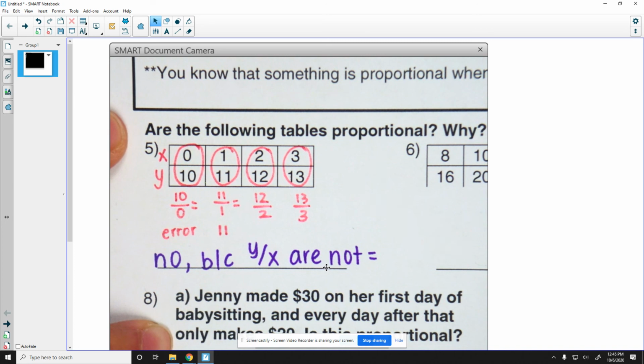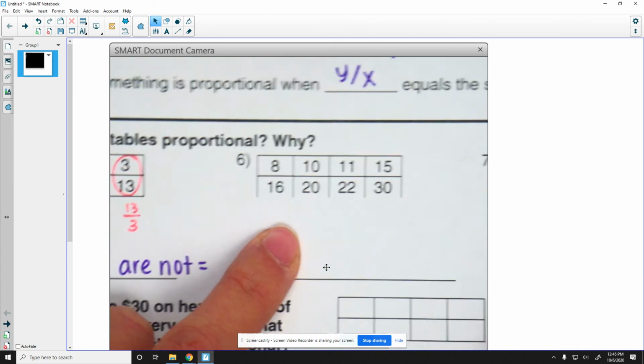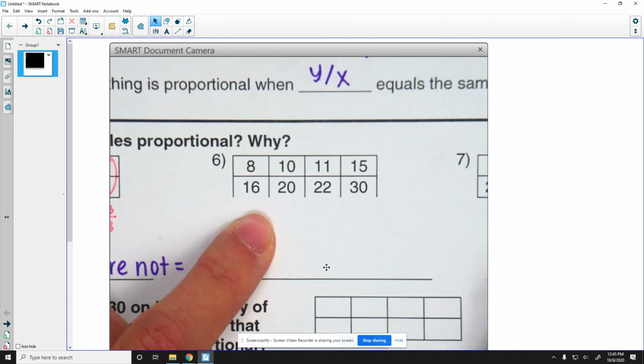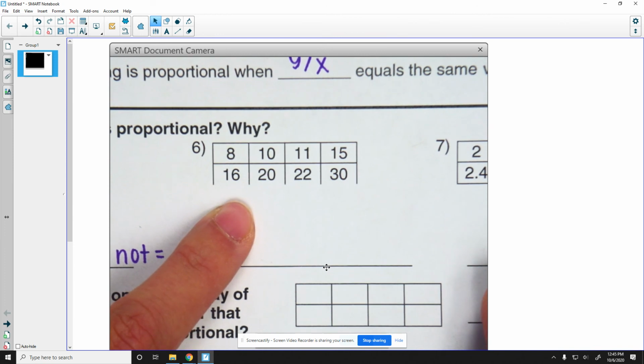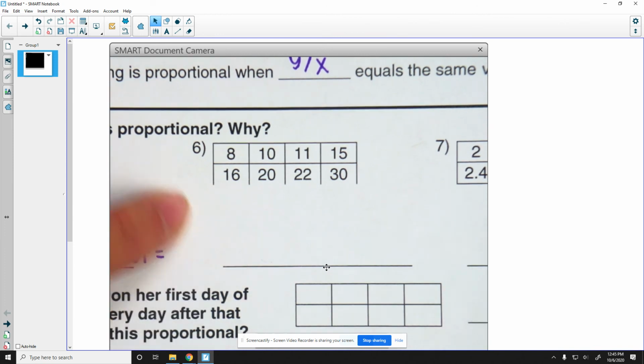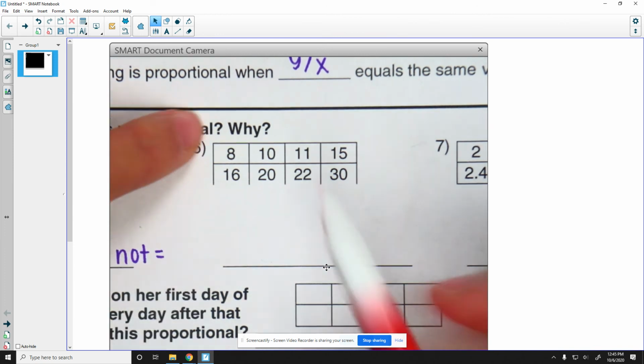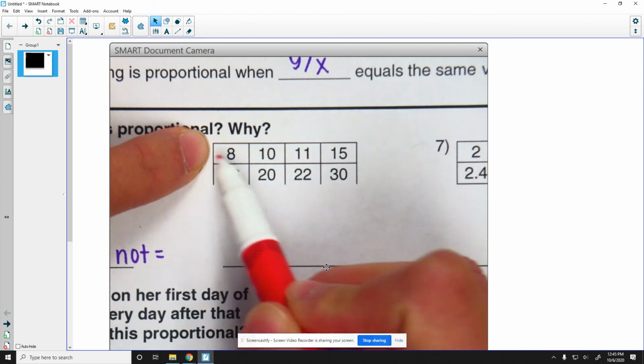Okay, we're just going to do one more on this side. Do you guys want to do number 6 or number 7? 6. All right, let's take a look at number 6. So for this one, let's do the same thing. See if it's proportional, yes or no, and we also have to say why. Okay, so let's label. Johnny, on top, is it the x's or the y's?